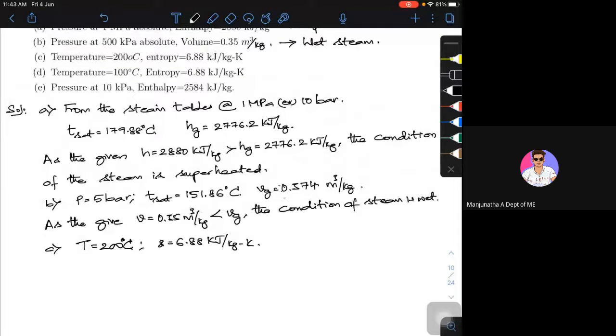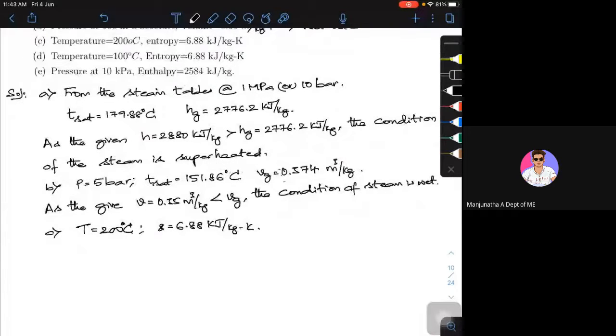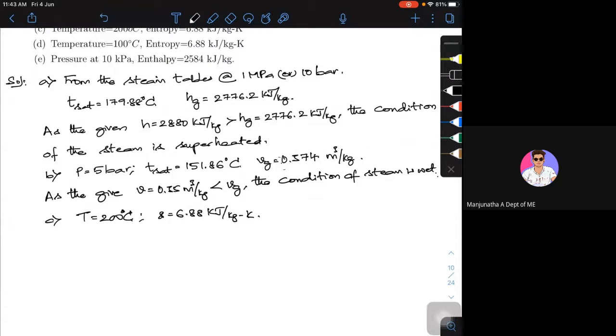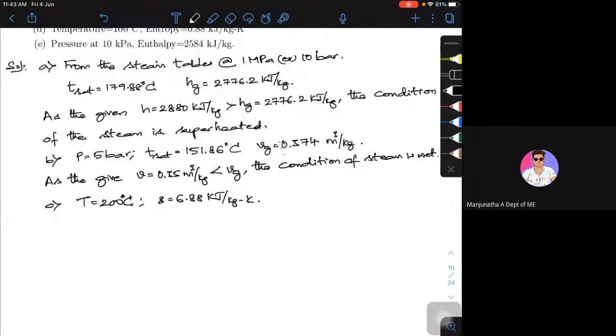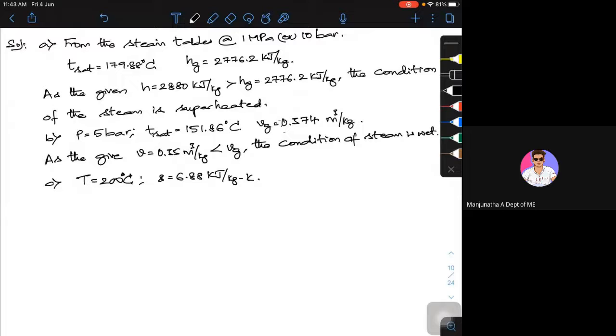Both for C and D you can go with only one particular thing. Now, what is the temperature? You go to the temperature based table, at 200 degrees Celsius. You find the saturation temperature, the corresponding pressure and Sg. Corresponding to that, you find the pressure and your corresponding Sg. Can you tell me what is the pressure corresponding to 200 degrees Celsius?